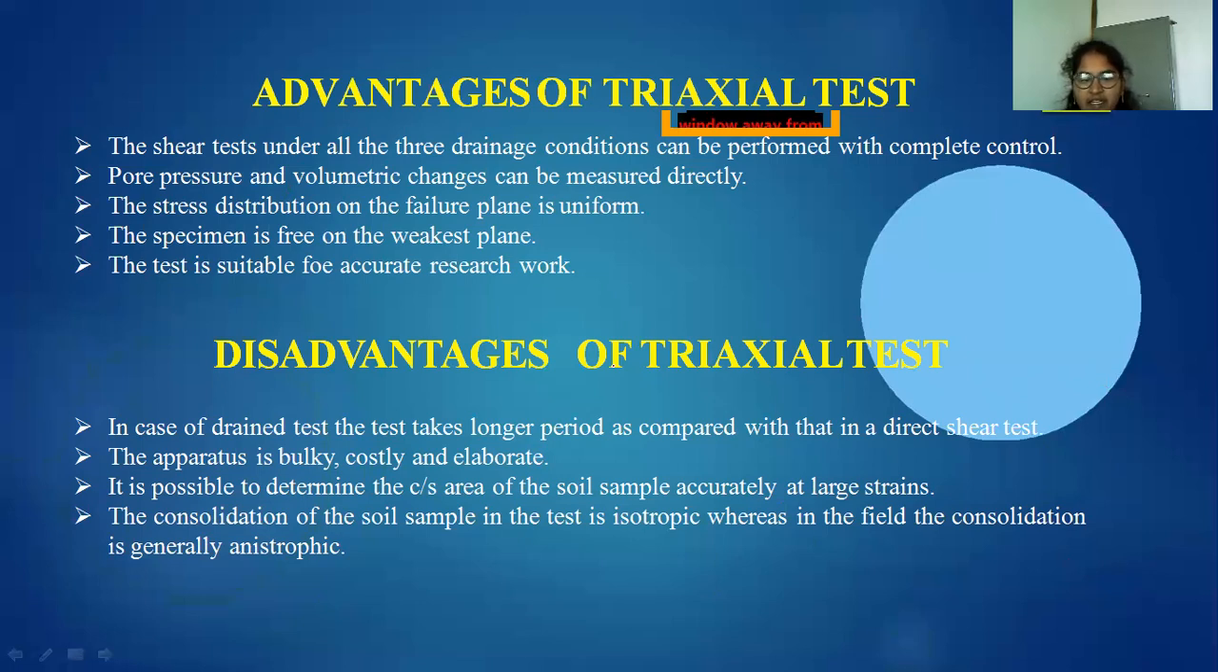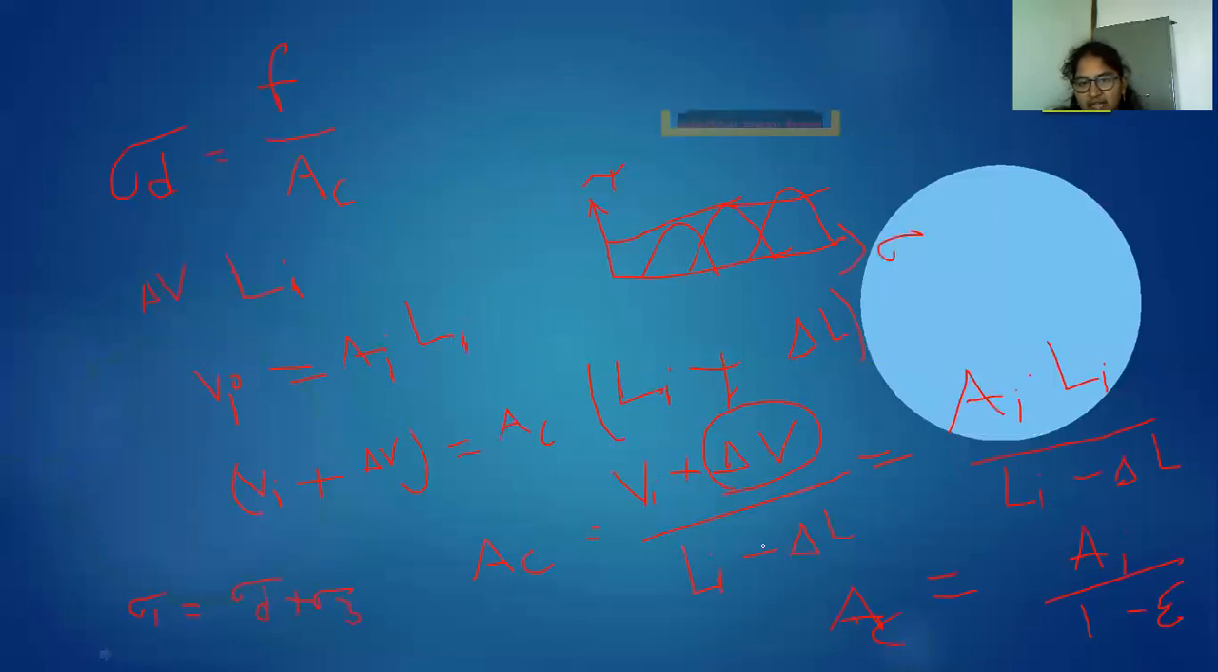So here, acting are sigma 1, sigma 3 and sigma d. The final formula for calculating in this triaxial test: A suffix c, the corrected cross-sectional area of the specimen, is equal to initial area by 1 minus axial strain. So this is the overall view of the triaxial test.